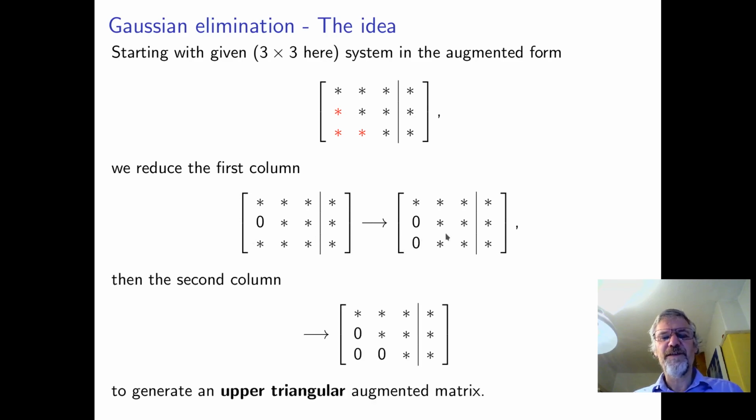And so the next target is to get rid of this number here, and we can do that by subtracting a multiple of this row from this row to get rid of that number, and of course changing these numbers. Obviously we don't use the first row again because that would change the 0. And then we've got an upper triangular matrix.